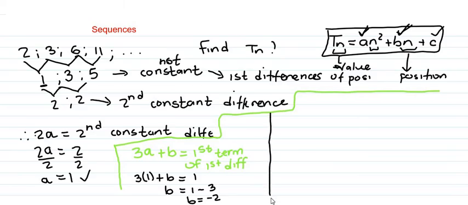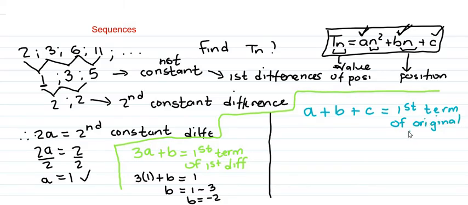And then the last part in finding the general term, or the nth term: if you take A plus B plus C, it will give us the first term of the original pattern, or sequence. So the first term of the original sequence is 2. So again we substitute: we know that A is 1, plus B which is minus 2, plus C. And then the first term, we know that it is 2.